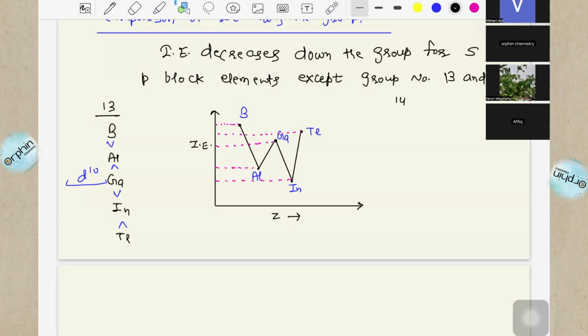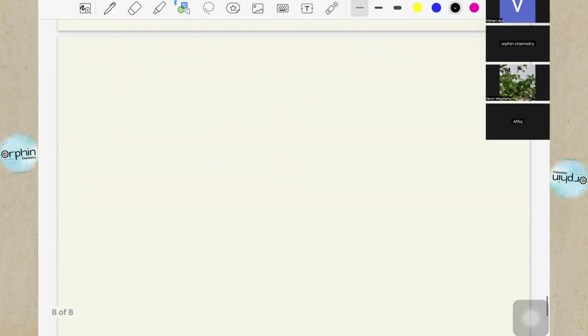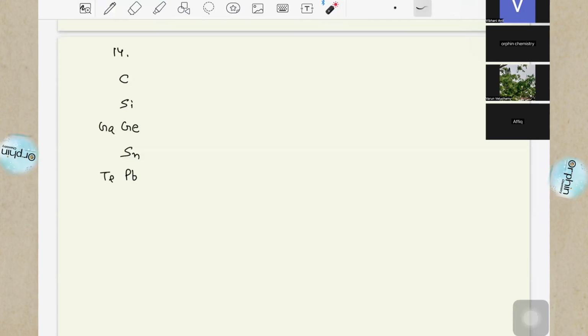Okay. So now group number 15. If we talk about group number 15, so not 15, 14. Group number 14, what are the elements there? In group number 14, elements are carbon, silicon, germanium, tin, and lead. Before germanium, gallium is there. Before lead, thallium is there. So some impact we can also see on germanium and lead.